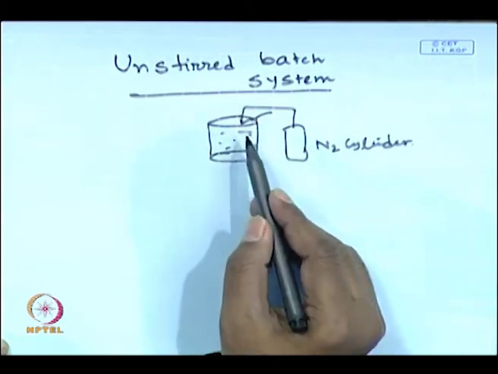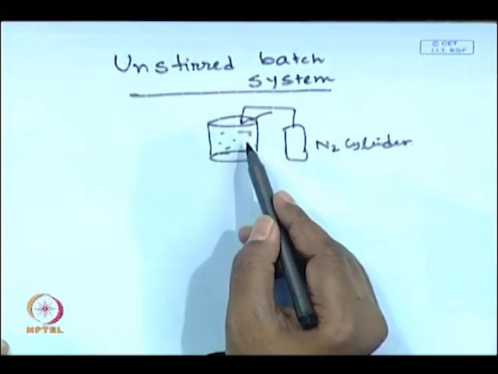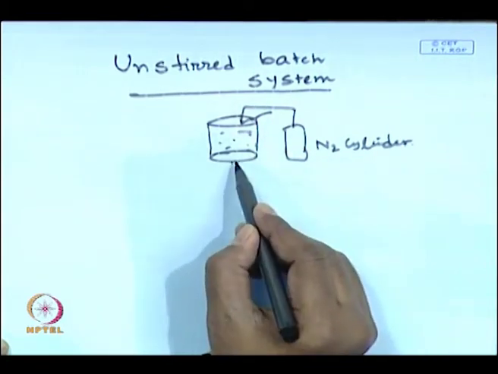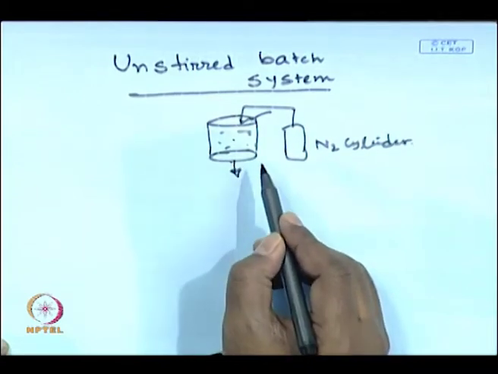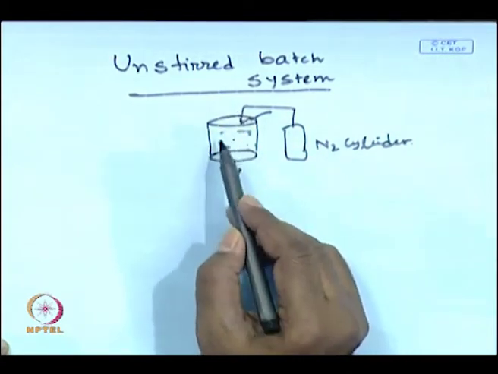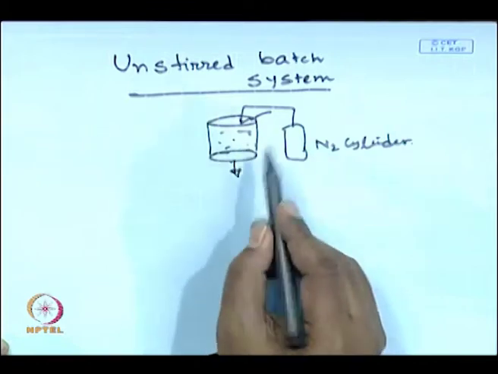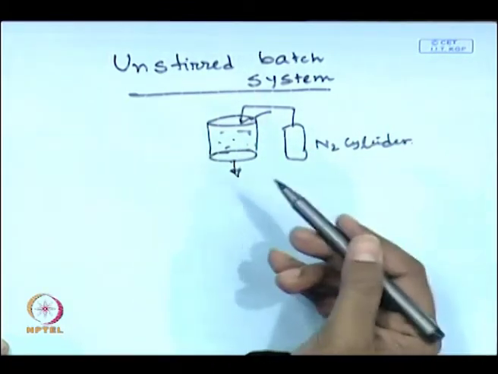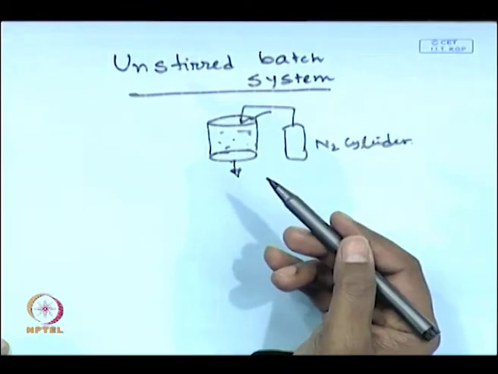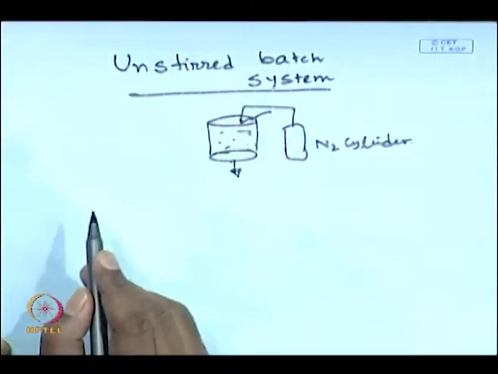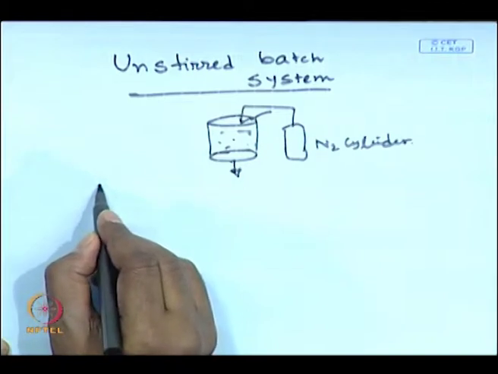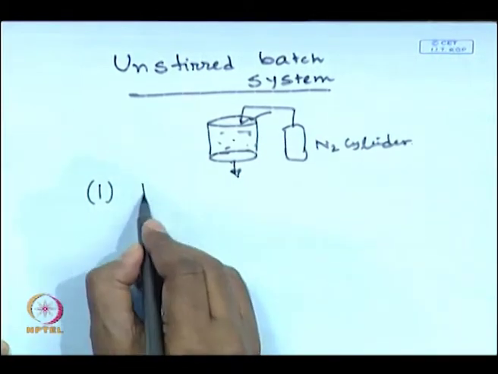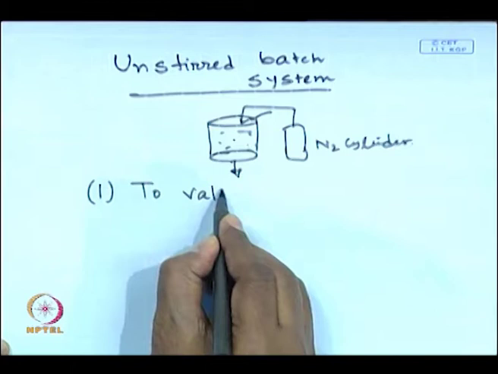Okay. Now under the nitrogen cylinder pressure, the filtration will be carried out, and you will be getting the permeate flux, and you are not using any stirring in the system. So why is this unstirred batch system so important that we will be studying it? The application of the unstirred batch system is twofold.